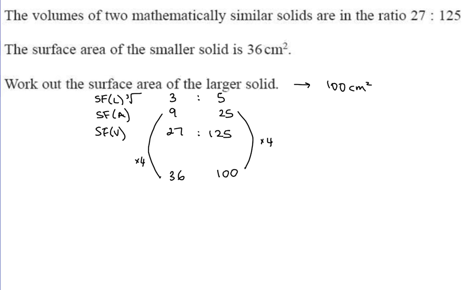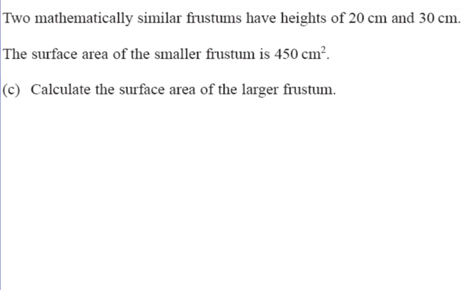Okay, two mathematically similar frustrums have heights of 20 and 30. So again, you can tell the scale factor of your length is 20 to 30, and we'll just calculate it as normal here. So 30 divided by 20 equals 1.5.